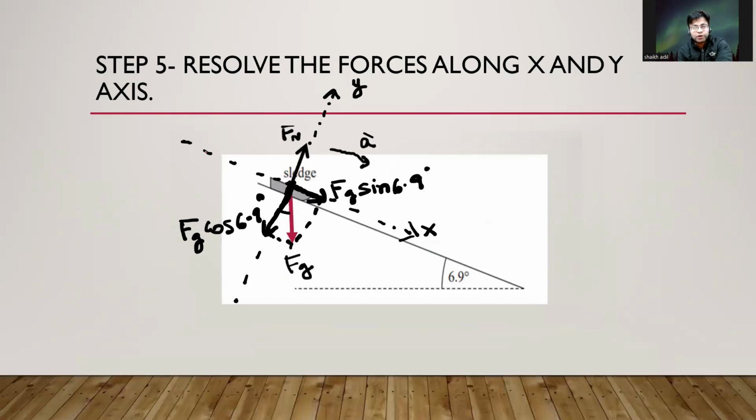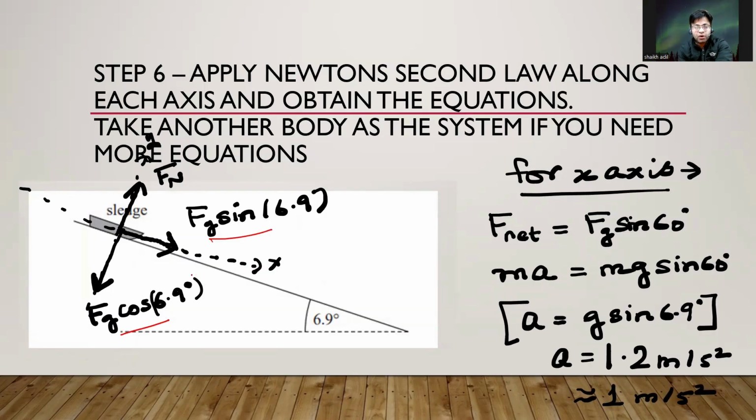Now, the next step. In step 5, we resolve the forces which are not present on the x or y axis along the x and y axes. So we are going to resolve the force of gravity. On the x-axis, the component will be Fg sin 6.9 degrees, and on the y-axis, the component is Fg cos 6.9 degrees. Now you can see that all the forces are lying either on the x-axis or on the y-axis.